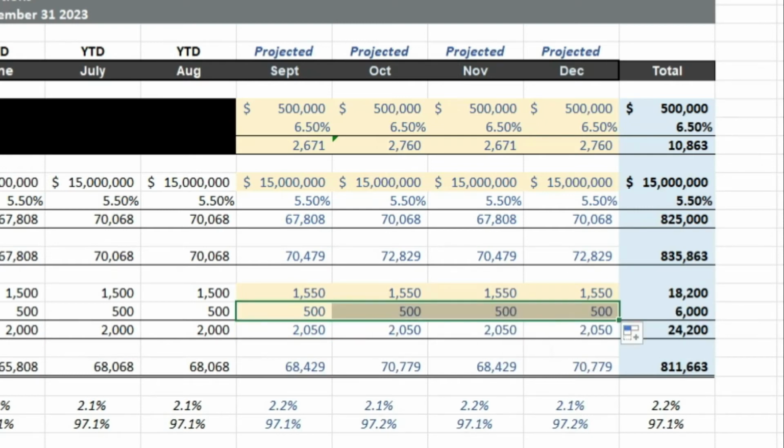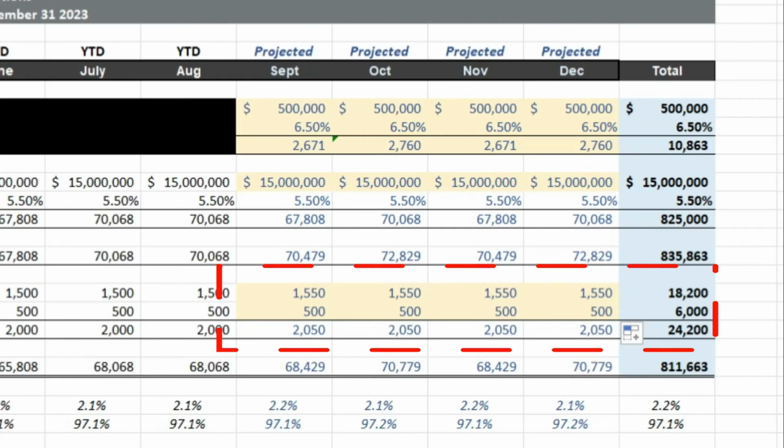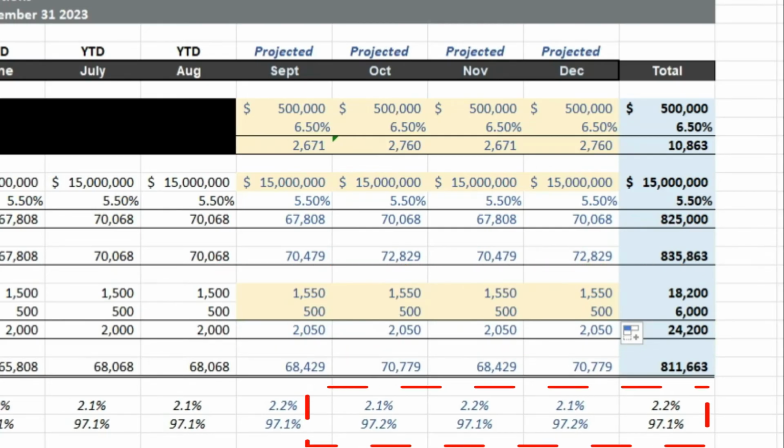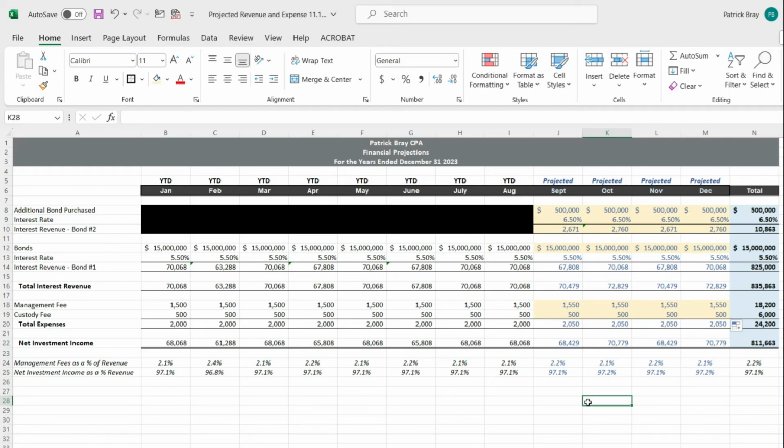And we now know what our management fee and our custody fee is going to be for the entire year. We can also look at our percents, management fee as a percent of revenue and net investment income as a percent of revenue to see if it's trending as the prior months. And if it's not, can we explain why it's not trending in the same direction? In this instance, they look very similar each month, and I'm going to feel pretty good eyeballing the percents.